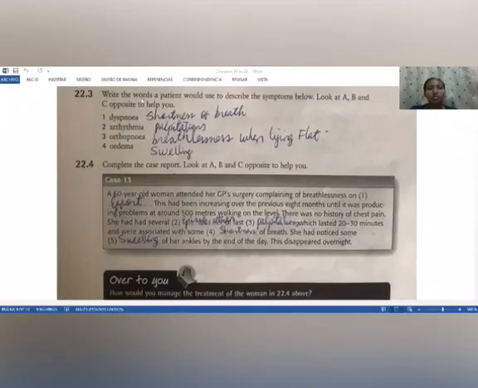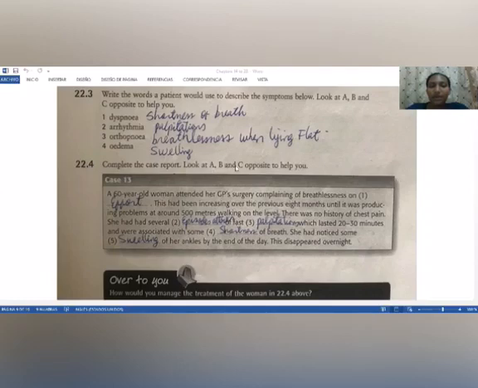Write the words a patient will use to describe the symptoms below. Look at A, B, and C opposite to help you. Number one, dyspnea: shortness of breath. Number two, arrhythmia: palpitations. Number three, orthopnea: breathlessness when lying flat. Number four, edema: swelling.